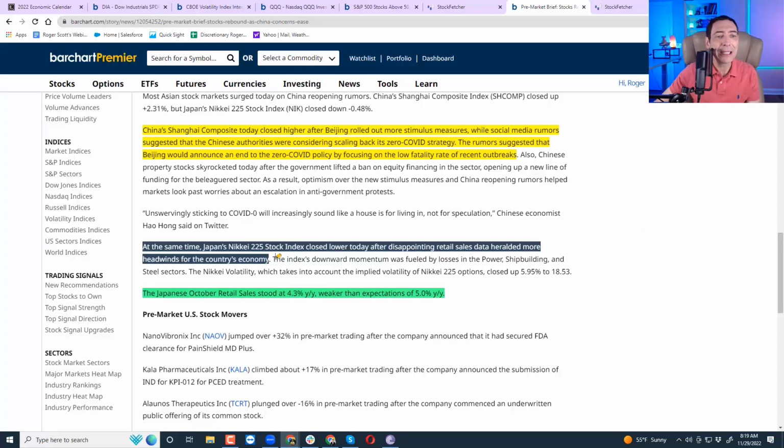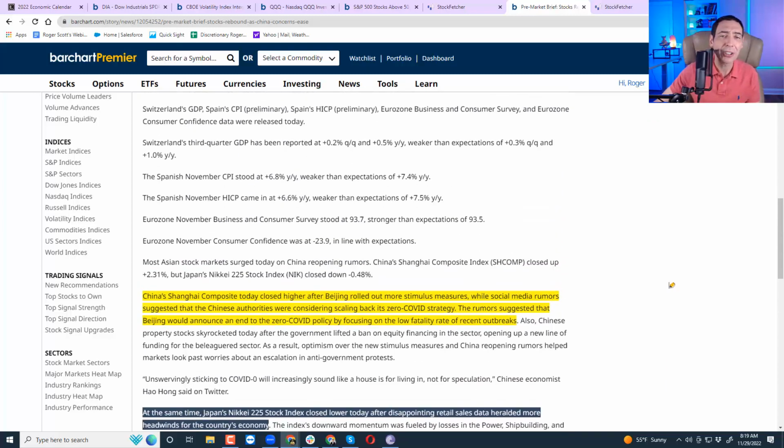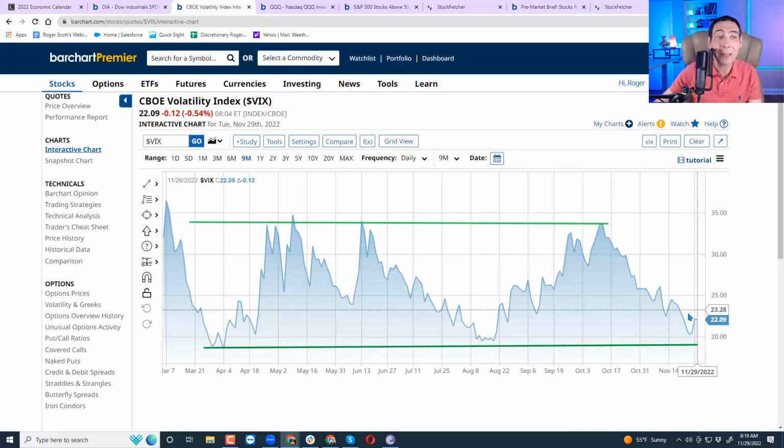At the same time, the Nikkei closed lower after disappointing retail sales showed headwinds for the U.S. economy, and their retail sales weakened. And Chinese retail sales are weakening. And folks, U.S. retail sales are weakening too. There's just no way to keep that ball up so high. Now, looking at volatility, as I mentioned, I'm expecting more upside.